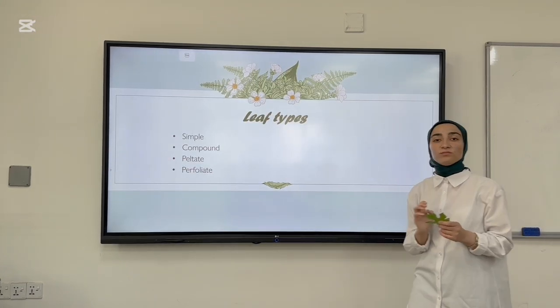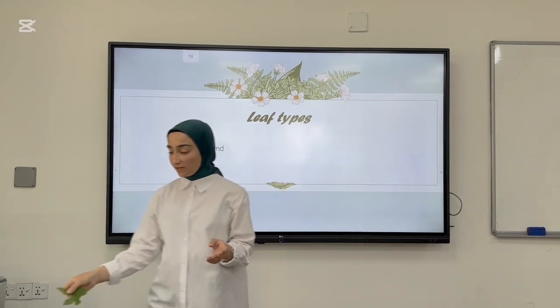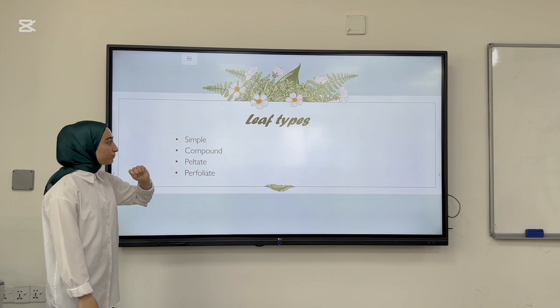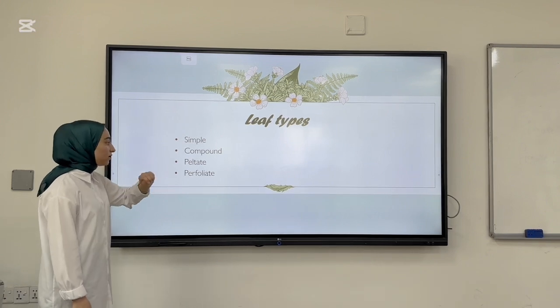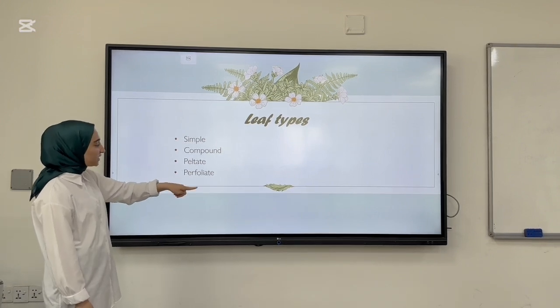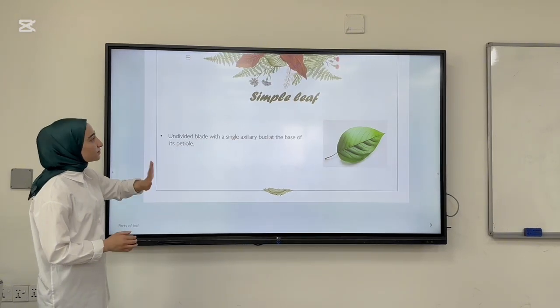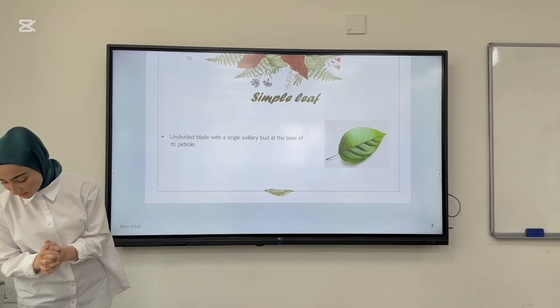And now let's talk about the types of the leaf. We have different types of the leaf: simple and compound, peltate, and also perfoliate. Simple leaf. Let's talk about the simple leaf.